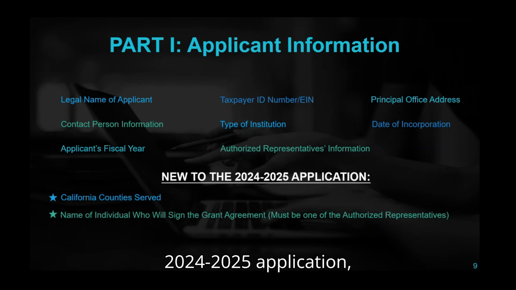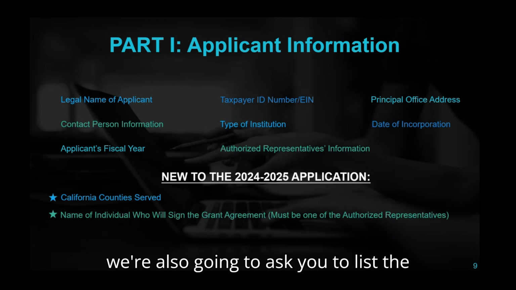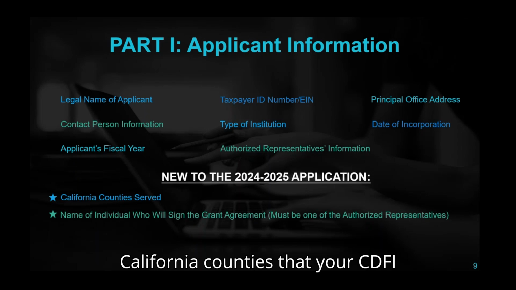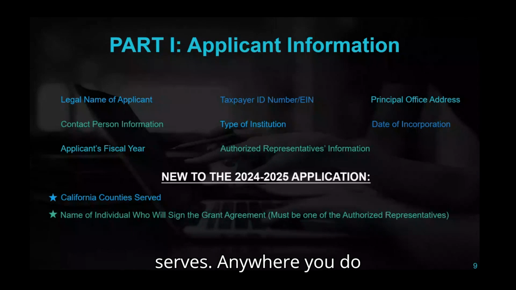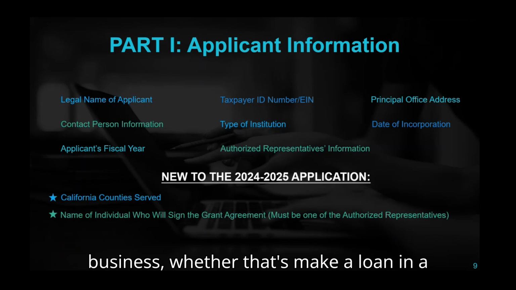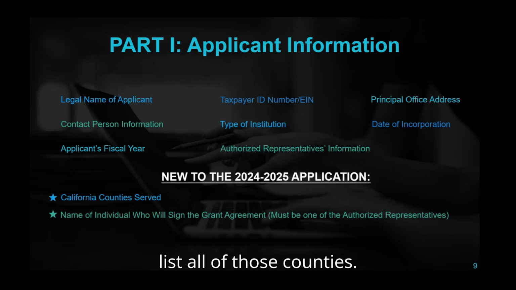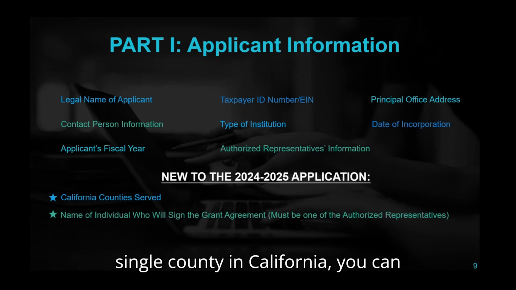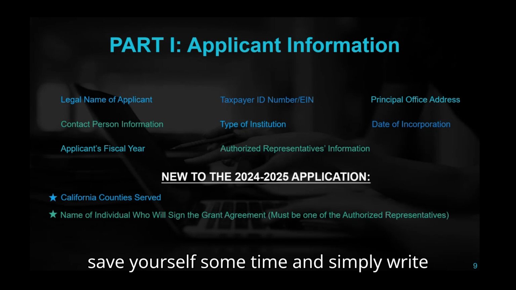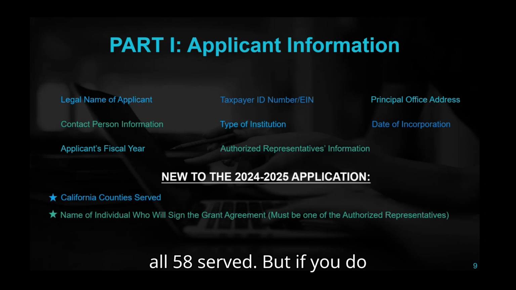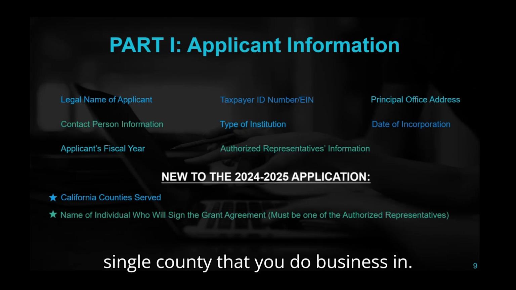New to our 2024-2025 application, we're also going to ask you to list the California counties that your CDFI serves. Anywhere you do business, whether that's make a loan in a county or fund a project in a county, provide a service in a county, please list all of those counties. If your CDFI serves every single county in California, you can save yourself some time and simply write all 58 served. But if you do not, please list every single county that you do business in.